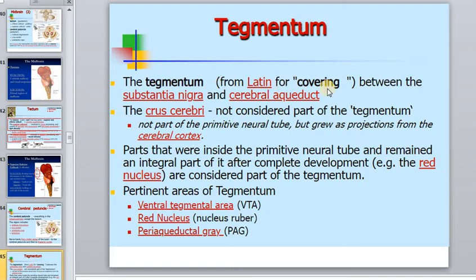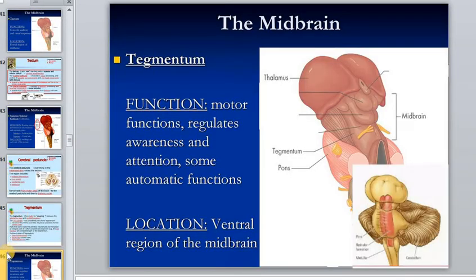It's from the Latin for covering, and lies between the substantia nigra and the cerebral aqueduct, and the crus cerebri is not considered part of the tegmentum. It was not part of the primitive neural tube, but grew as a projection from the cerebral cortex, while the parts that were inside the primitive neural tube remained an integral part of it after complete development. The red nucleus is considered part of the tegmentum, and we have some other parts, the ventral tegmental area, the red nucleus, and the periaqueductal gray, and we start to discuss from the general function.